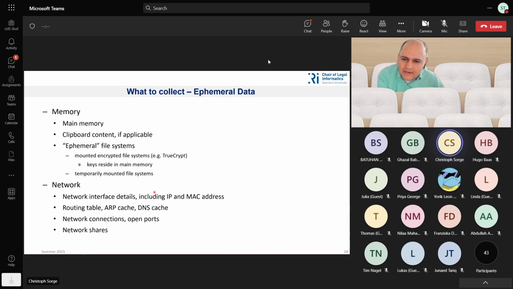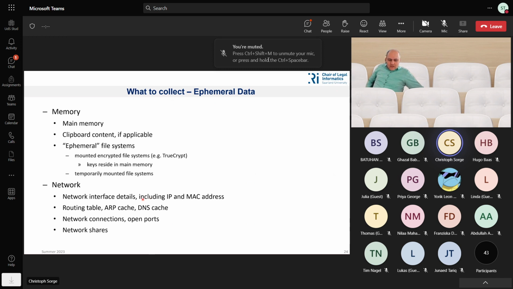Now about networks, network interface details. By that I mean basically network cards or network adapters. Let me just, we have some noise in the background. I will try to shut that off. Okay. Now, back to the lecture.